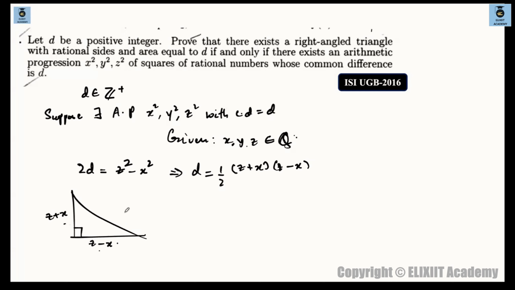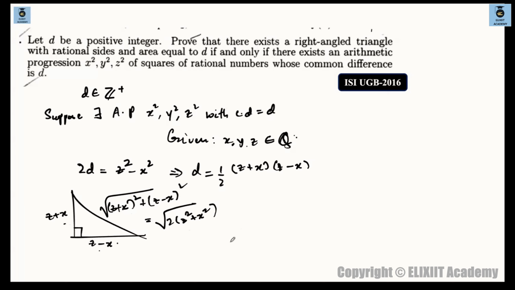And this will be proved because, look, what is the hypotenuse? Root over of Z plus X whole square plus Z minus X whole square, which is root over of 2 times of Z square plus X square. This will be the hypotenuse. Okay, why do we have to do this?